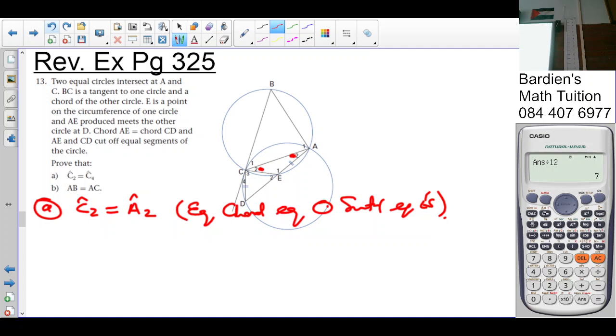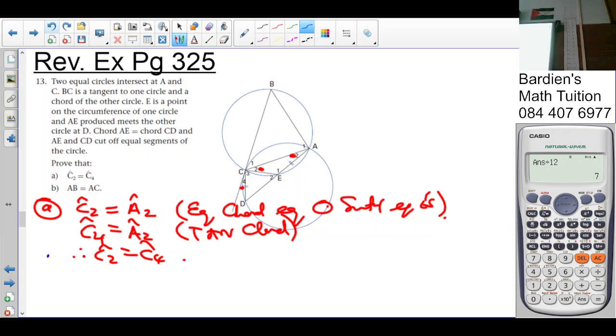But C4 is equal to, people, there's a tangent. C4 is equal to A2. Why? Tan chord theorem. So, if A2 is equal to C2 and C4 is equal to A2, therefore C2 is equal to C4. Okay?